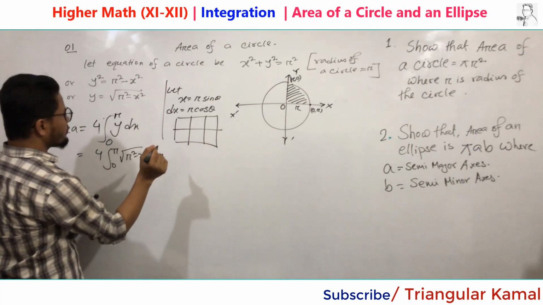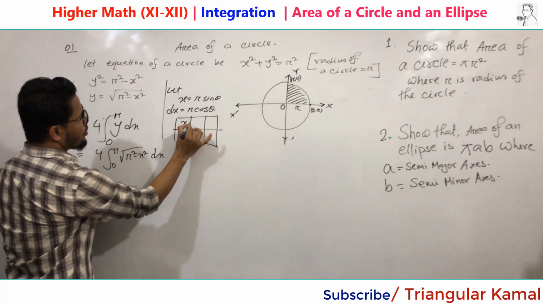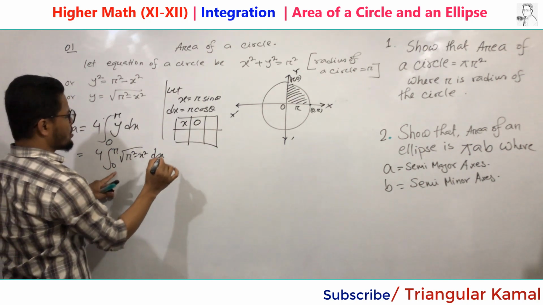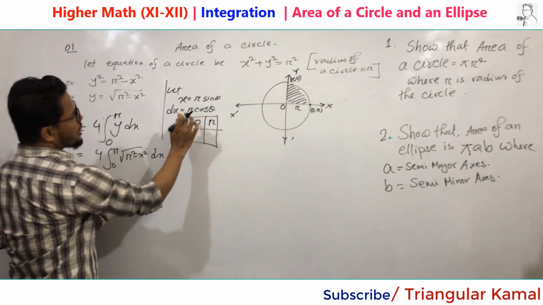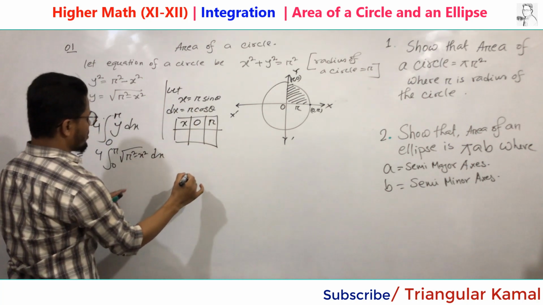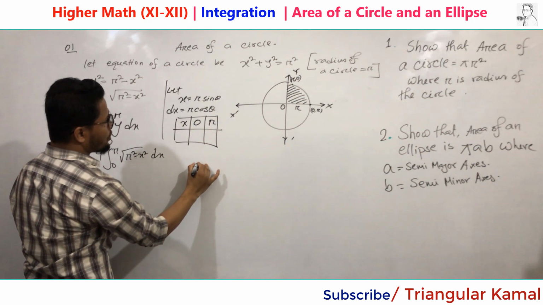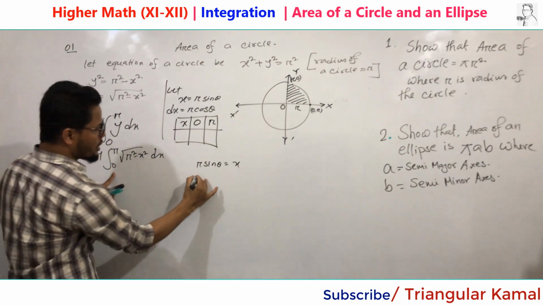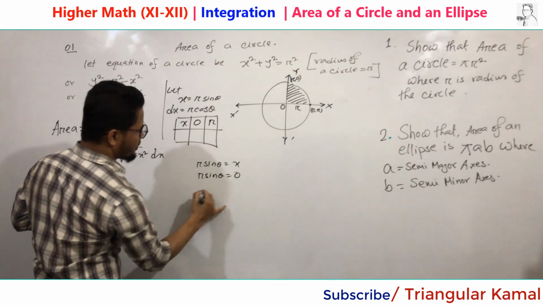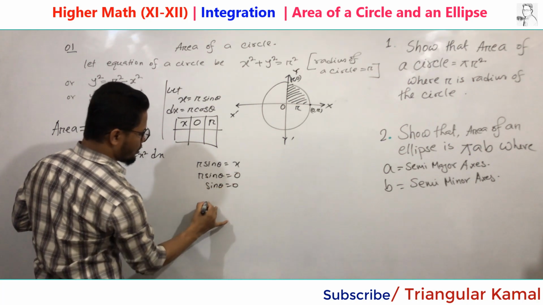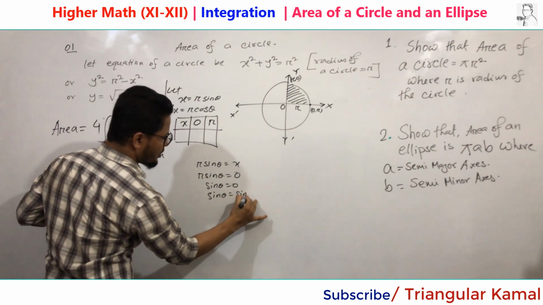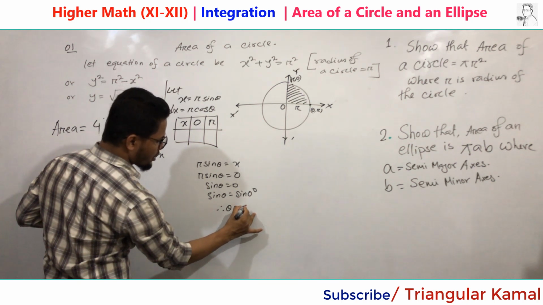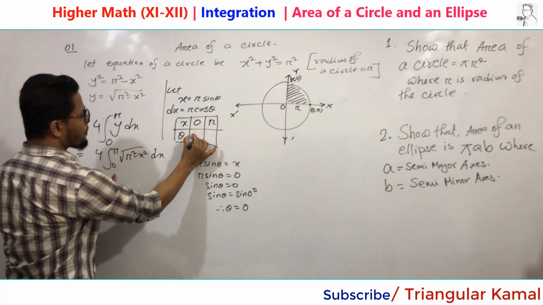When x equal 0 and r, just do the calculation. When x equal 0, the lower limit, r sin theta equal x will be 0, or sin theta equal 0, or sin theta equal sin 0 degree, so theta will be 0.